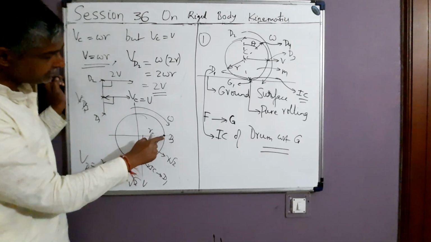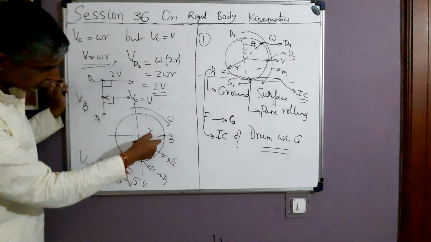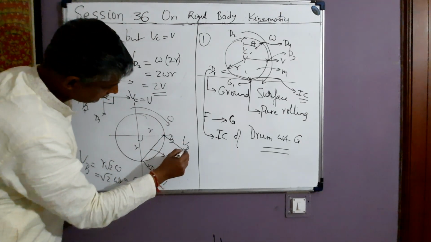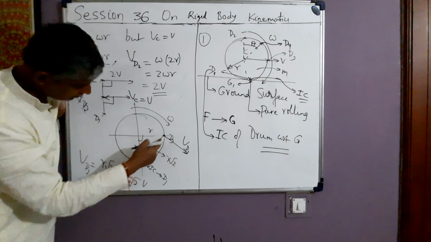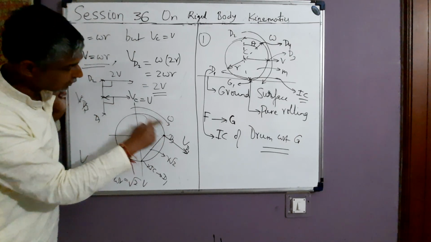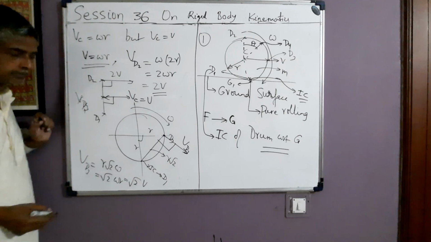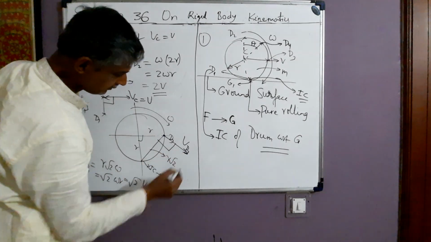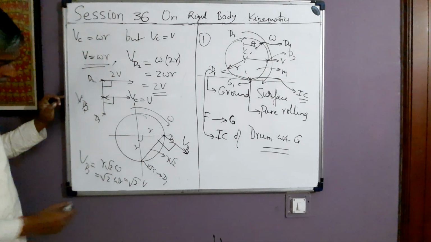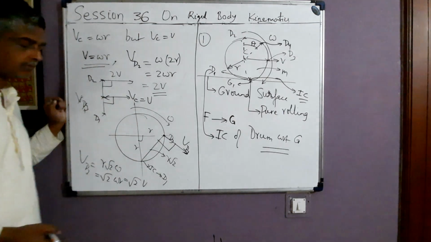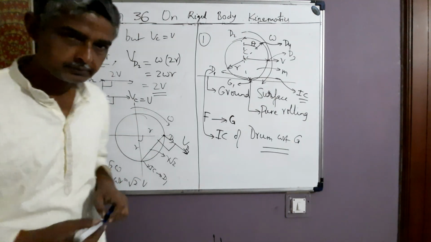What will be the direction of VD3? That will be normal to this line corresponding to the sense of omega. So in this direction, VD3 will be at right angles to this line corresponding to the sense of omega. Omega is clockwise, so VD3 will be in this direction at right angles. So VD3 will be how much? Root 2 V, at right angles to the line joining D1 and D3.